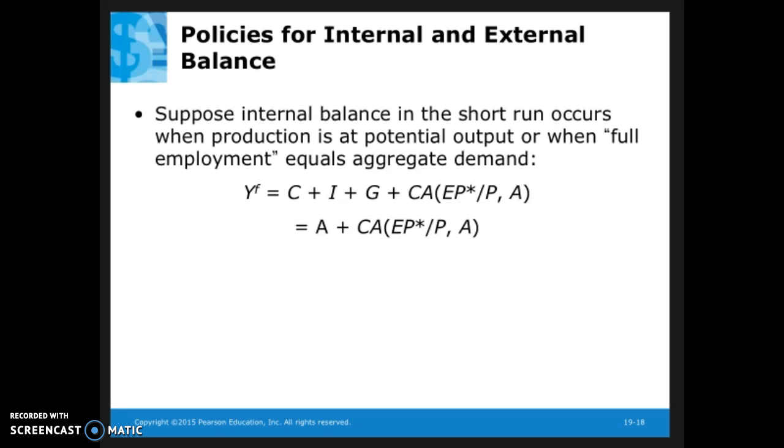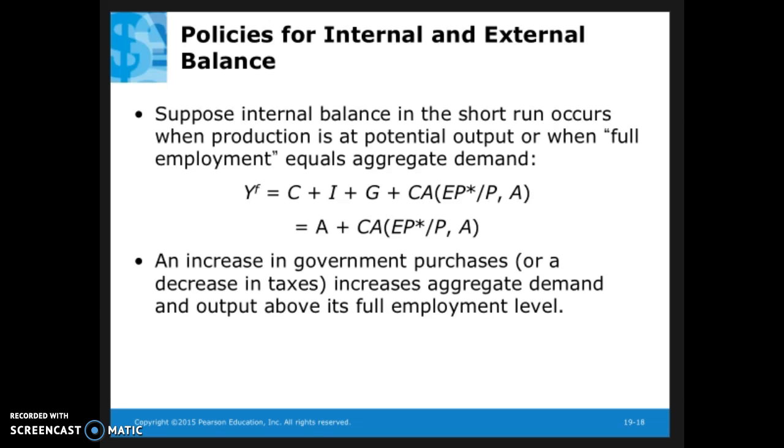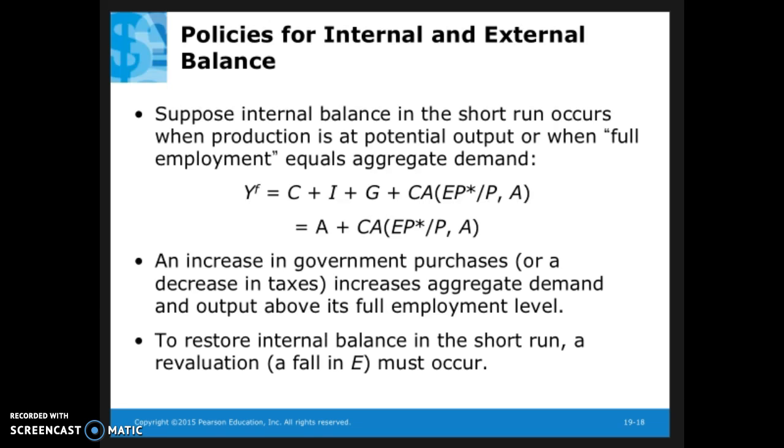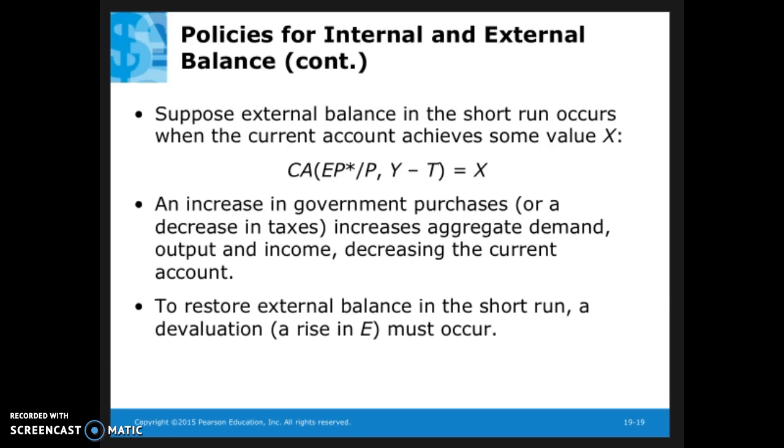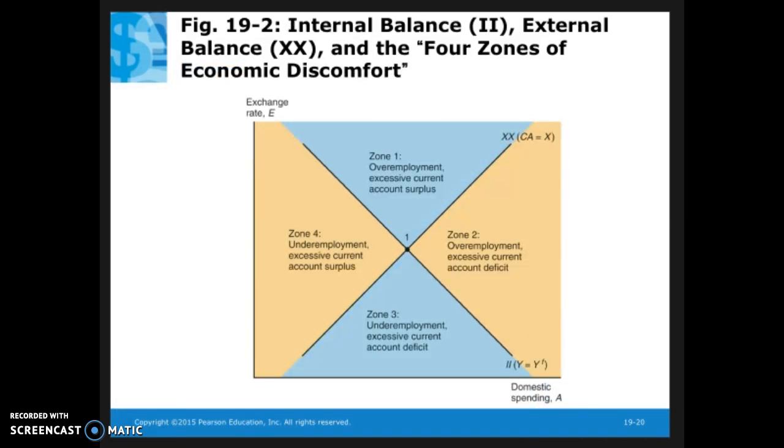So here's some math. It's fairly self-explanatory. So we have what's called the four zones of economic discomfort. We have overemployment, underemployment, and then we have over and underemployment with either current account deficits or current account surpluses.